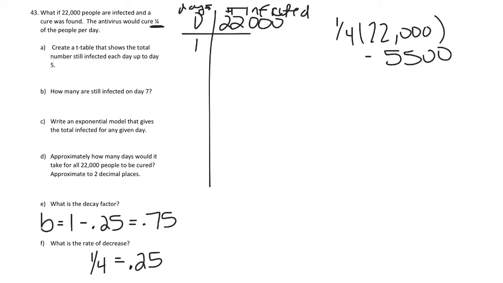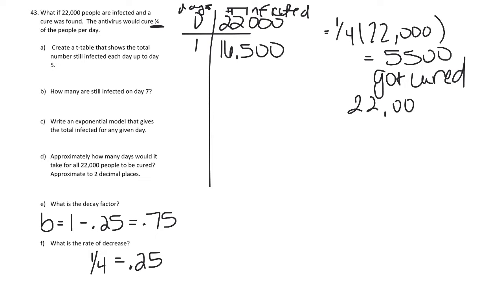5,500. Now this is the most common mistake on these problems, is that we put 5,500 into the table, and that's not how many are left infected. This is how many got cured on day 1. So we have to do 22,000 minus 5,500. And we have 16,500 that are still infected. So 22,000 minus 5,500 gives us the 16,500.